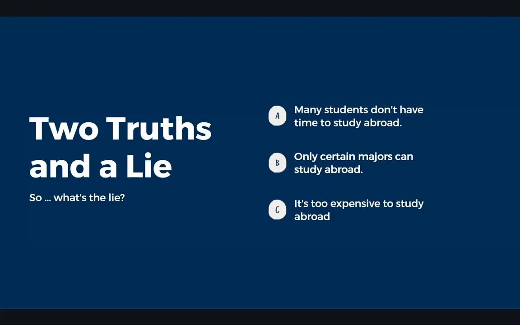So this next slide here is a little silly when it's a recorded session like this, but I'll go ahead and run through it anyway. You're probably familiar with the two truths and a lie game, where somebody says three statements and then you have to choose which one is the lie. So there's three statements here. Many students don't have time to study abroad. Only certain majors can study abroad, and it's too expensive to study abroad. So which one of those is the lie?